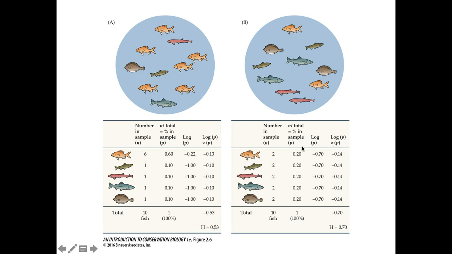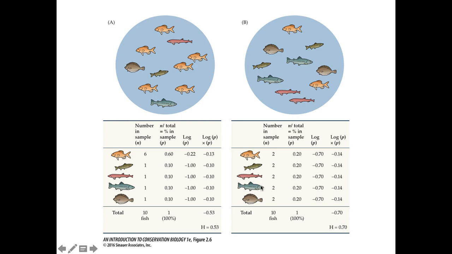Over here, the second pond, we can see there's the same number of individuals of each of the 5 species, and there's still 10 fish. So each one, the proportion is 0.2. So they took the log of that number, they took the log of that number times p, and they added it all up and then made it negative, and here you can see the index H equals 0.7.